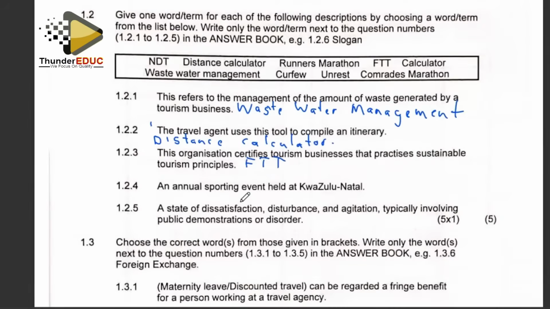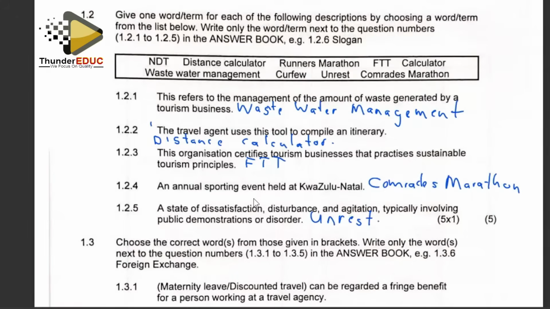Then an annual sporting event held in KwaZulu-Natal is known as the Comrades Marathon. The Comrades Marathon is an annual event which is held in KZN. Then moving straight ahead, a state of dissatisfaction, disturbance, and agitation, typically involving public demonstrations or disorder, is referred to as unrest, general unrest.